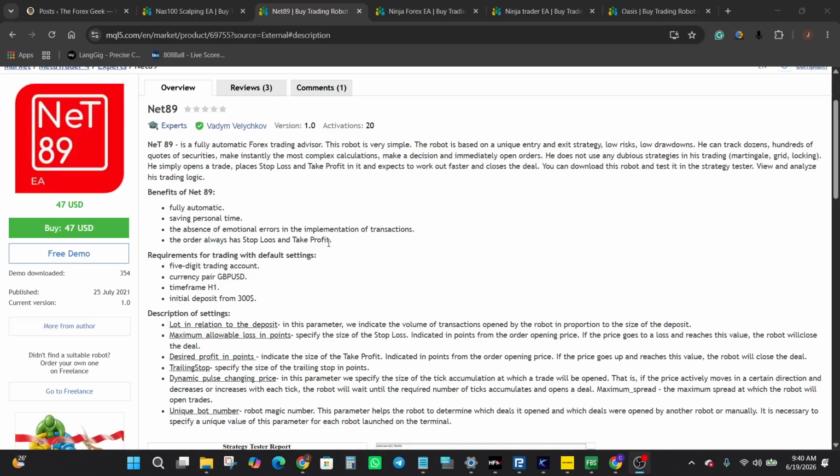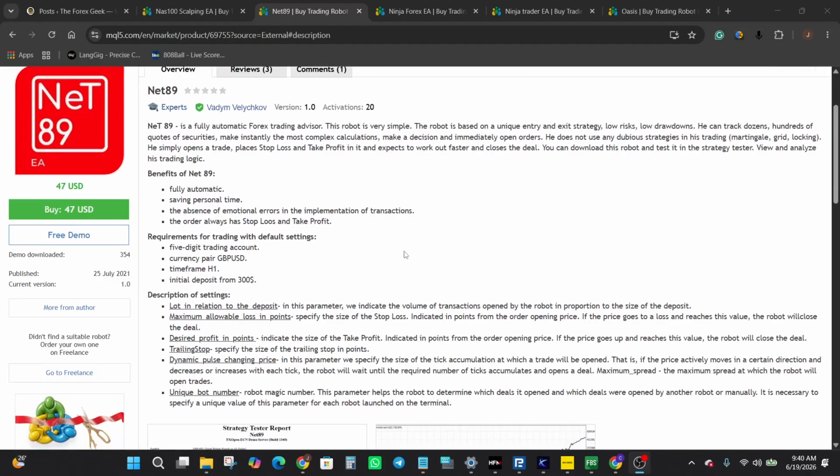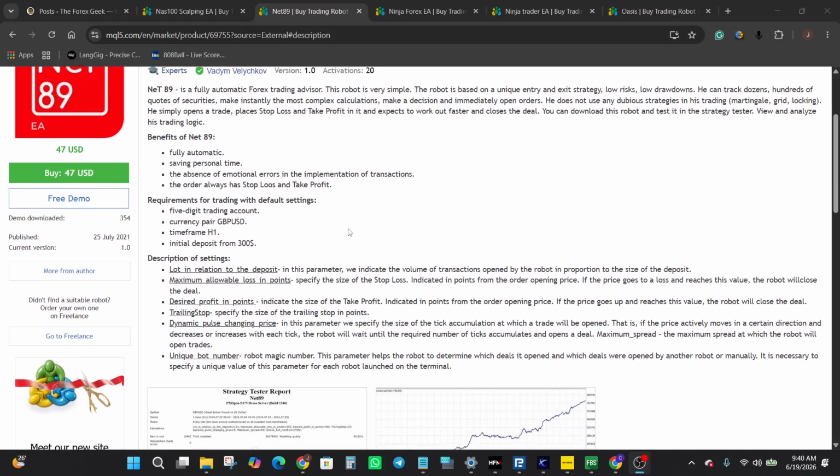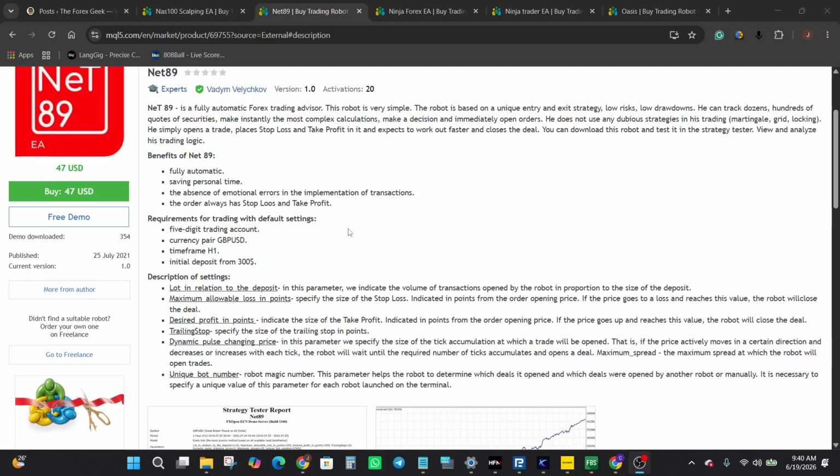So as I continue through the page, one of the key benefits highlighted is automation. The developer notes that the EA can monitor a large number of market quotes, perform calculations automatically, and execute trades without emotional decision making. For traders who prefer a systematic approach, that can be one of the main attractions of using an expert advisor.